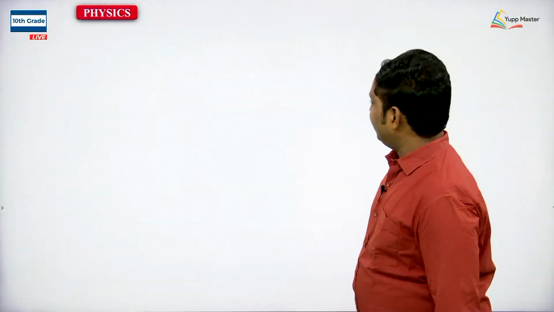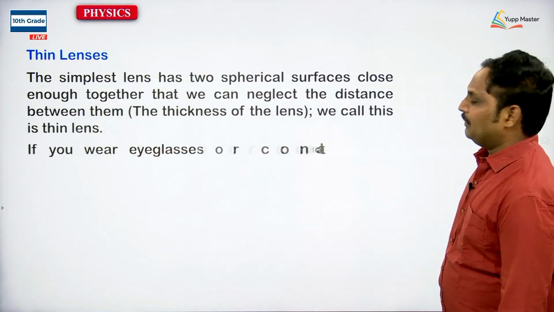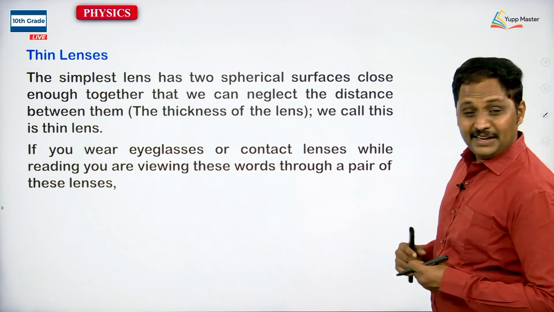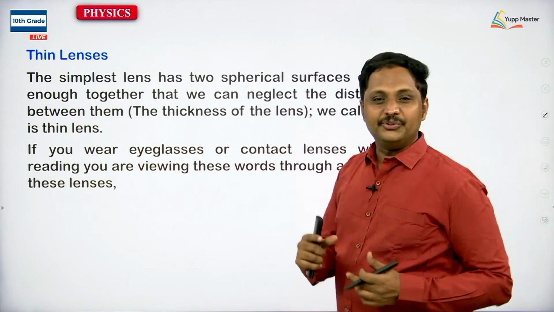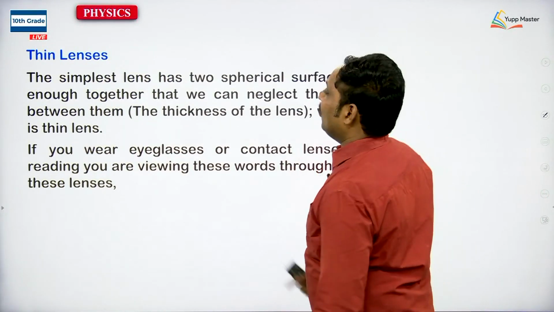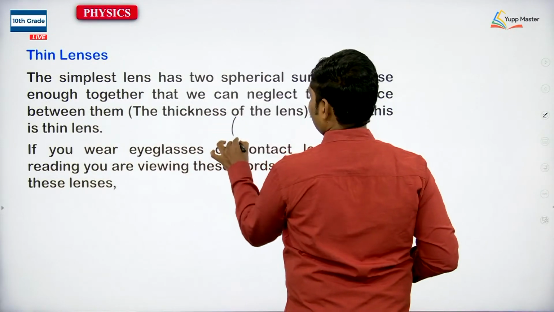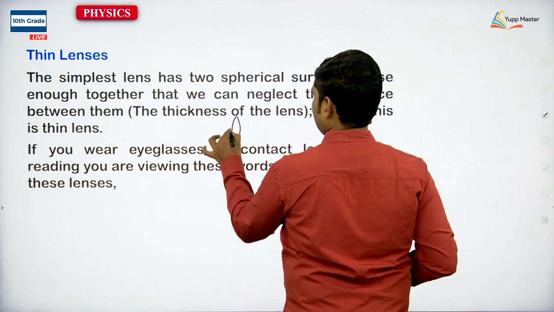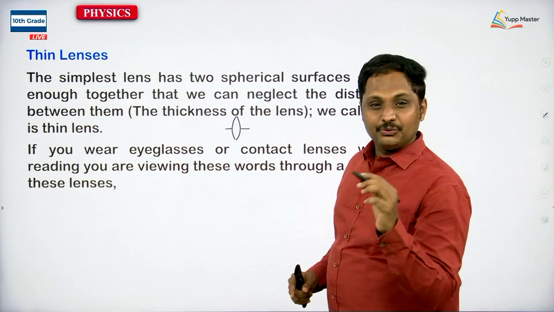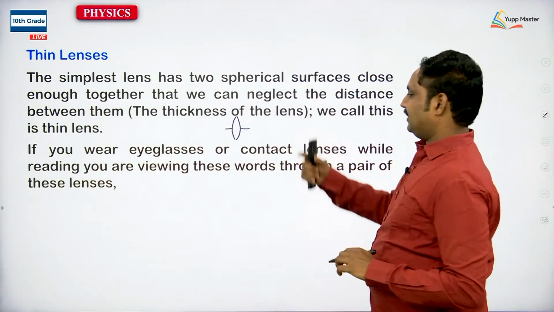A thin lens has two curved surfaces, and we can neglect the distance between them, because the distance between the two curved surfaces is very small. That is what we call a thin lens. It has a first surface and a second surface, and the distance between these two curved surfaces is very small.